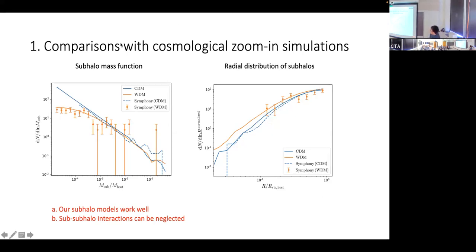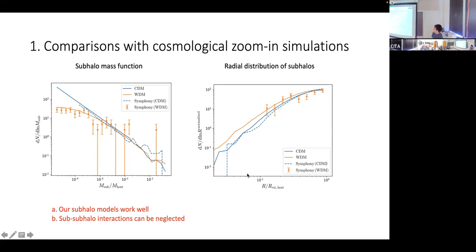Here the blue and orange solid curve shows our model predictions, and the blue dashed curve and this orange arrow bar shows what we measure from cosmological zooming simulations. This left panel shows the subhalo mass function. We haven't calibrated our model to this cosmological simulation, because we calibrate only to the simulation of one single subhalo, yet we can reproduce very well the cosmological simulation result for the subhalo mass function for the cold dark matter and also for the warm dark matter models.